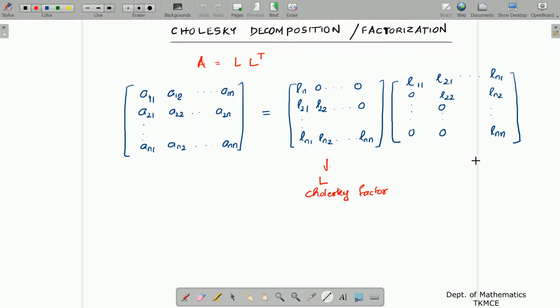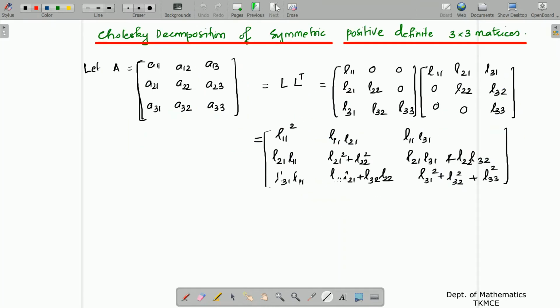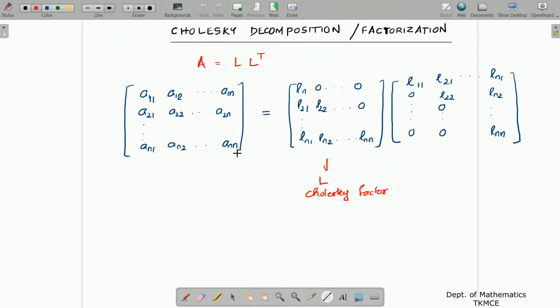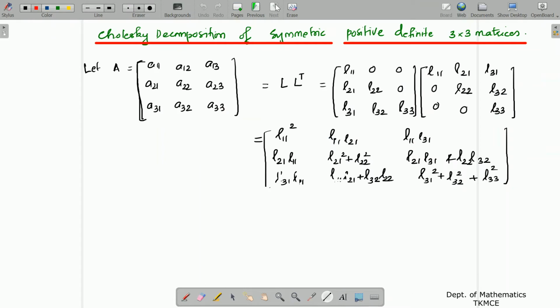And we take the transpose of this lower triangular matrix. So in Cholesky decomposition, a given symmetric positive definite matrix A can be factorized into L into L transpose, where L is a unique matrix called the Cholesky factor. Now, Cholesky decomposition is meant for all positive definite symmetric matrices.